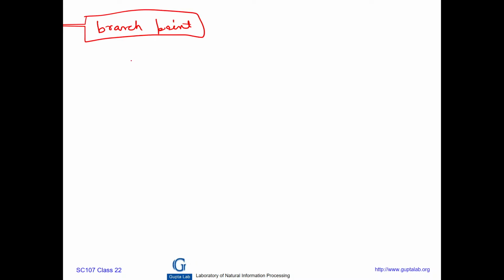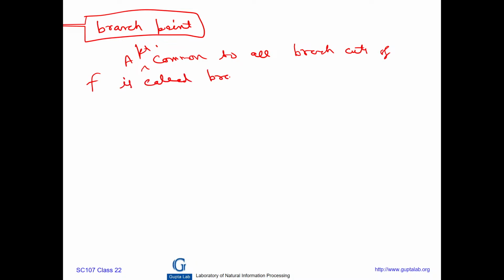Branch point, a point common to all branch cuts of f is called a branch point. So for example, in the function log of z, which is multiple valued, z is equal to 0 is a branch point, and normally branch points are singular points, okay, they are singular points.